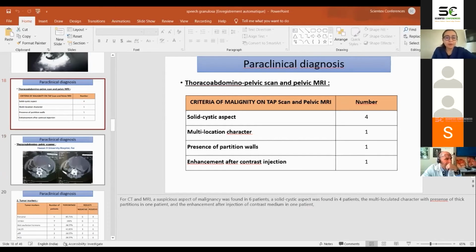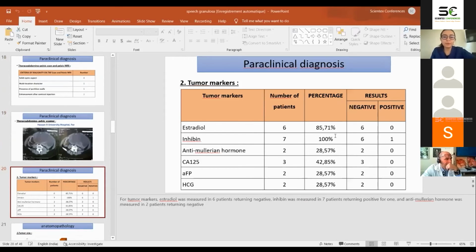The immunohistochemical study was performed in all our patients. Inhibin is the most found marker with a percentage of 85.7% of cases, followed by calretinin with a percentage of 42.8%, CD99 and vimentin with a percentage of 28.5%, and finally desmin with a percentage of 14.2% of cases.